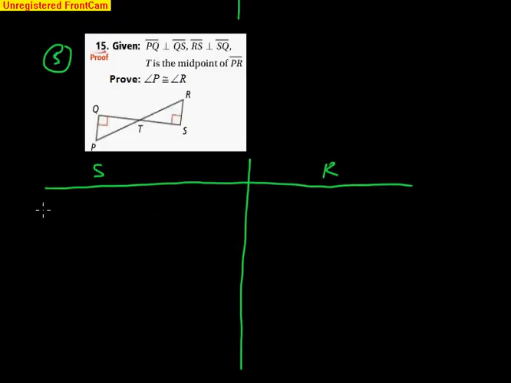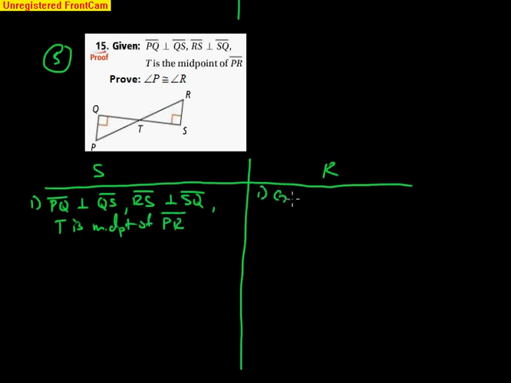Okay, here is the next proof here. We're given a lot of information here. Okay, so write all this down. So I have two sets of perpendiculars. Segment PQ is perpendicular to segment QS, segment RS is perpendicular to segment SQ, and then I have a midpoint. T is midpoint of PR. That's all given. I have to prove that angle P is congruent to angle R.